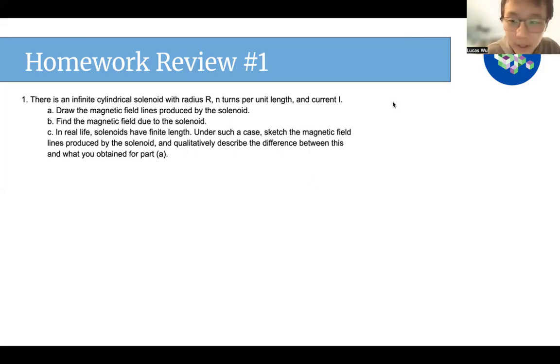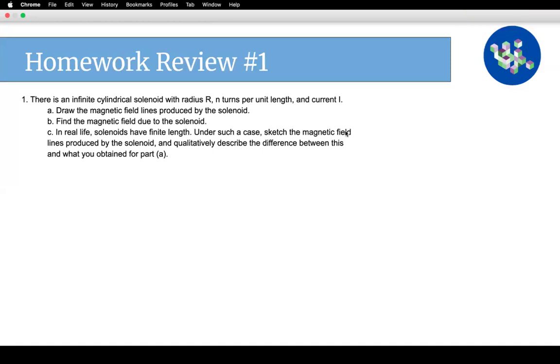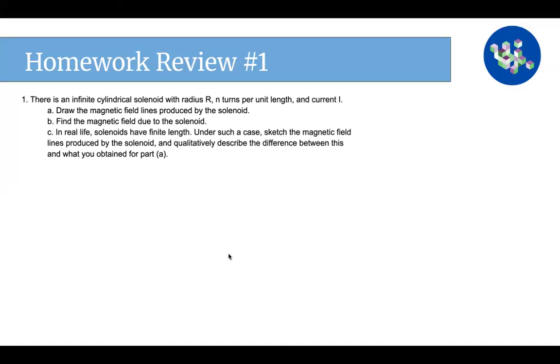Okay, first problem. There is an infinite cylindrical solenoid with radius r, n turns per unit length, and current I. Draw the magnetic field lines produced by the solenoid. That's part A. Let's do it first. So, magnetic field lines produced by a solenoid. If we have an infinite solenoid, I'll draw it like this.